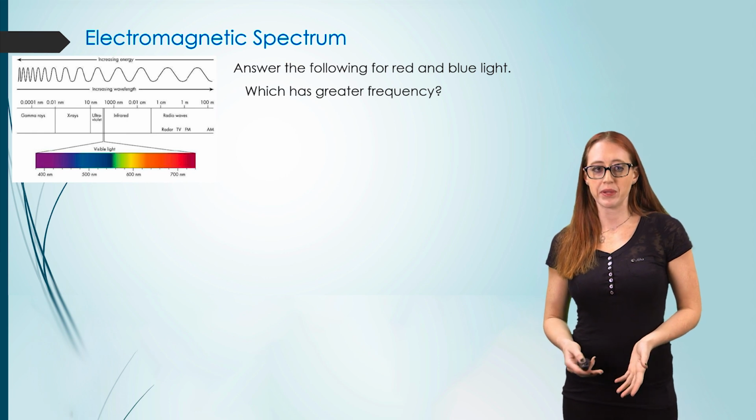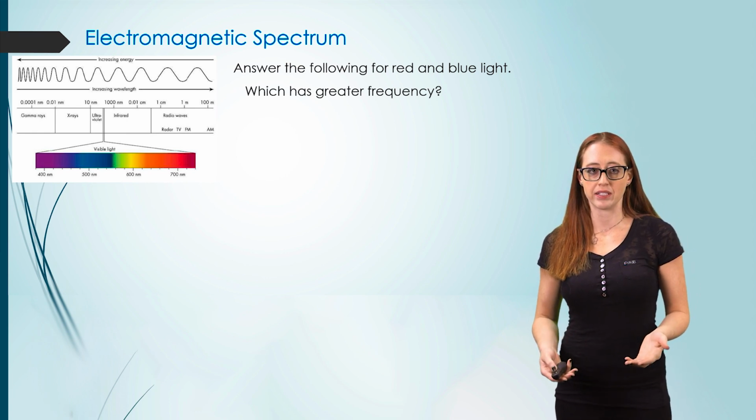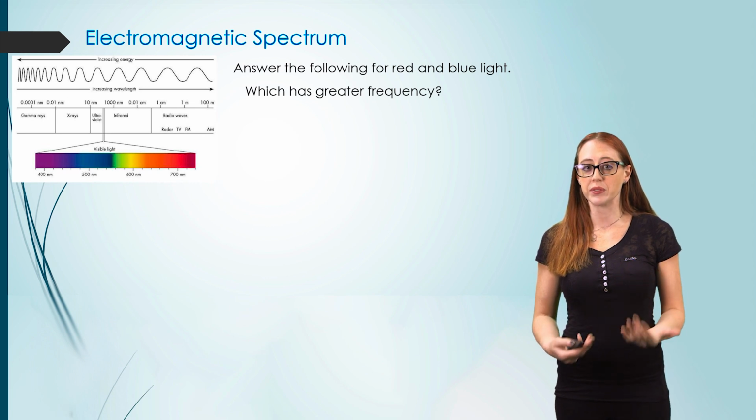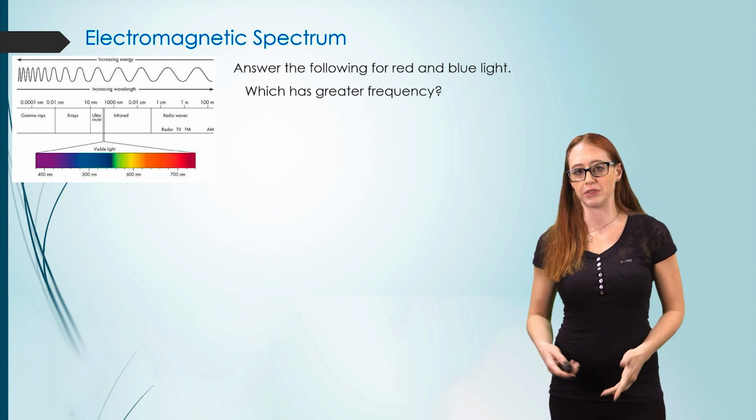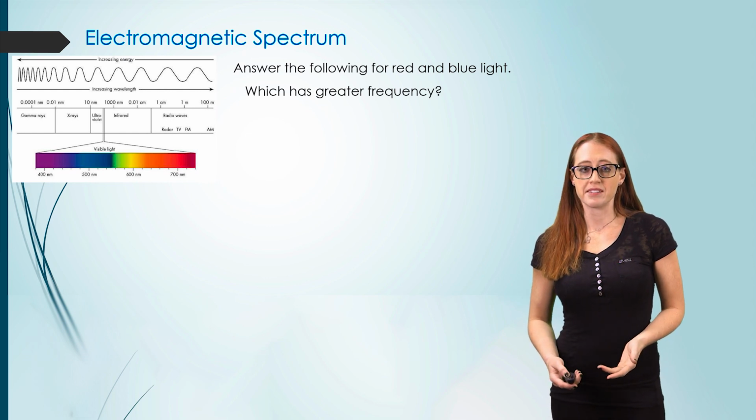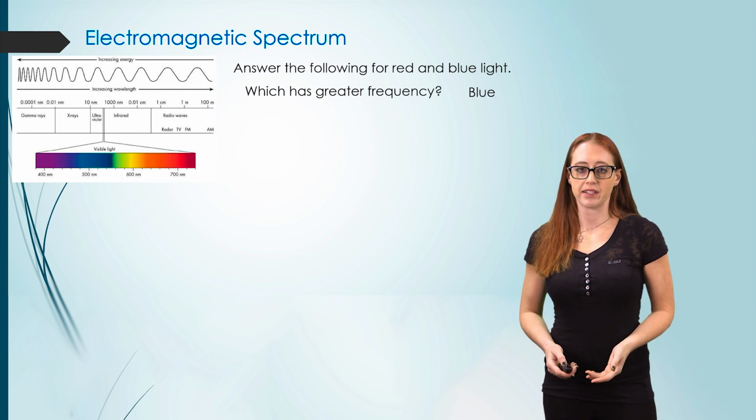So you can do this in a few different ways. You can look at the graph and you can see where each of the blue light is. You can relate it to the wavelength and then convert that into frequency, or you can just trace up and look at the frequency. So in this case, our blue light is going to have the greater frequency.